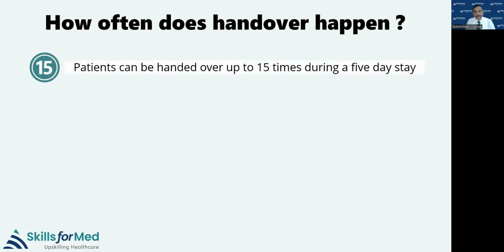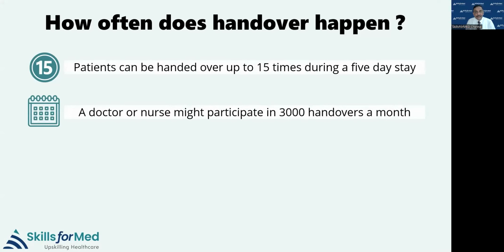Now, it's very interesting to see how often handover happens. That will tell us why so many mistakes and communication errors happen. In a particular admission, if a patient stays for 5 days, handing over happens almost 15 times. That's pretty simple maths, right? 3 times a day into 5 days. And for doctors or nurses, they can be involved in about 3,000 handovers in a month. That's a huge amount of communication going on in the hospitals.